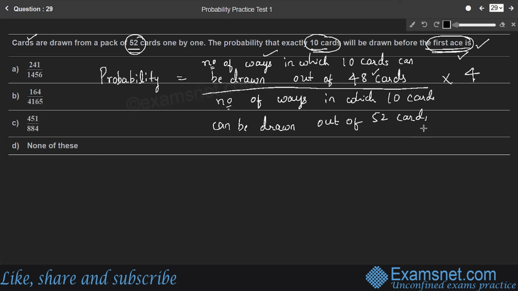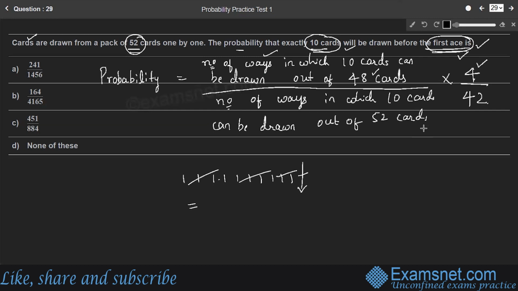If you keep on drawing 10 cards, these 10 cards must not include the ace. After drawing the 10 cards, we should get the 11th card as the first ace. That's what the question is: the probability that exactly 10 cards will be drawn before the first ace. So here we have already drawn 10 cards. What is the number of cards remaining here? Out of 52 cards, there are 42 cards, right? Out of 42, there will be 4 aces. Therefore, it is multiplied by 4 by 42.